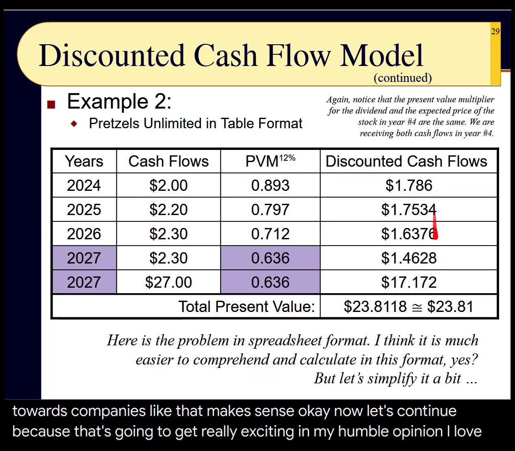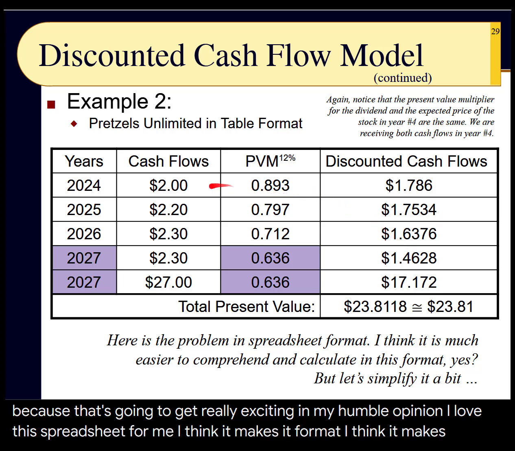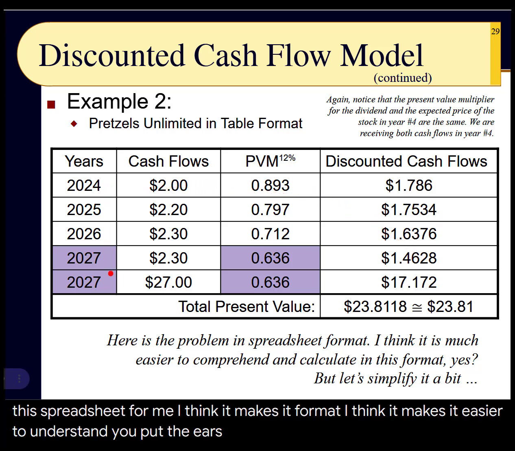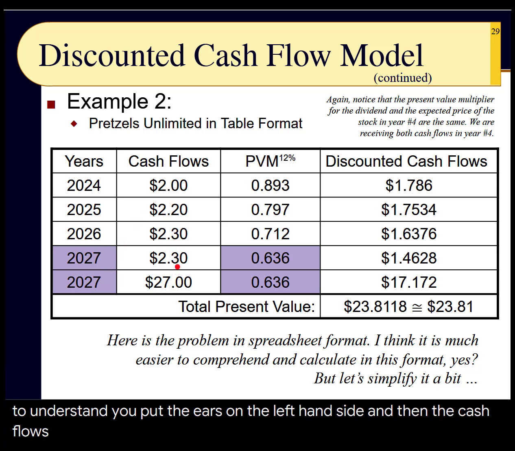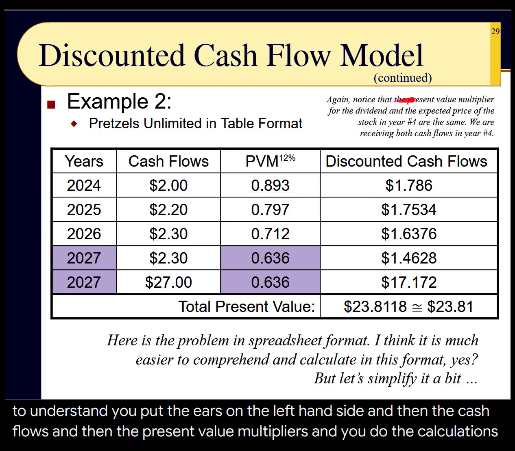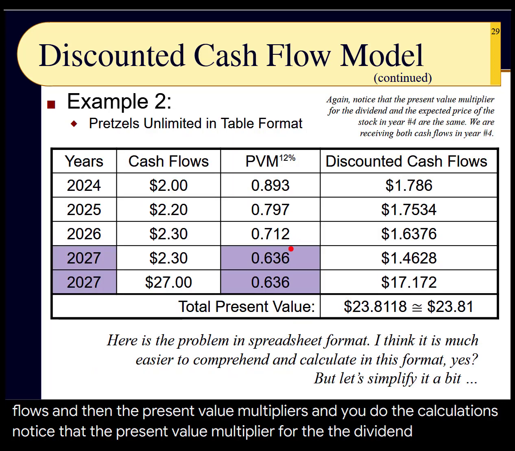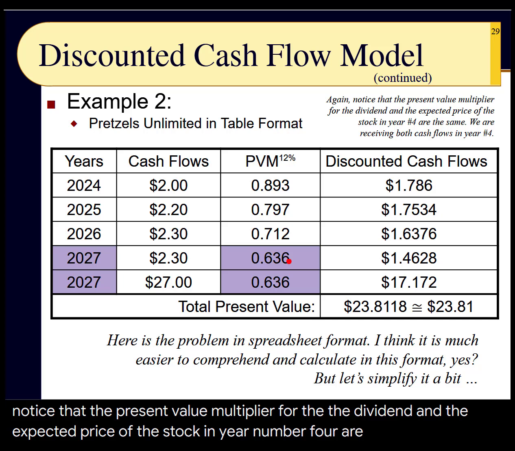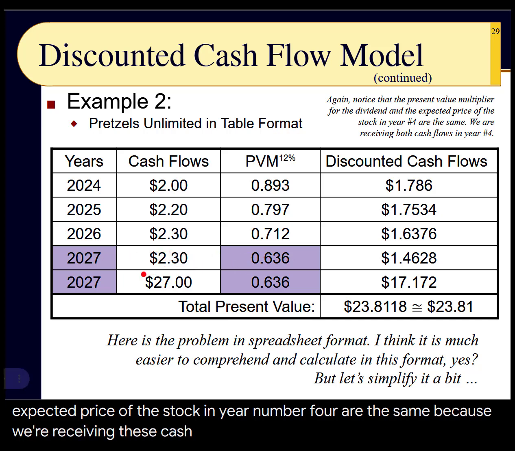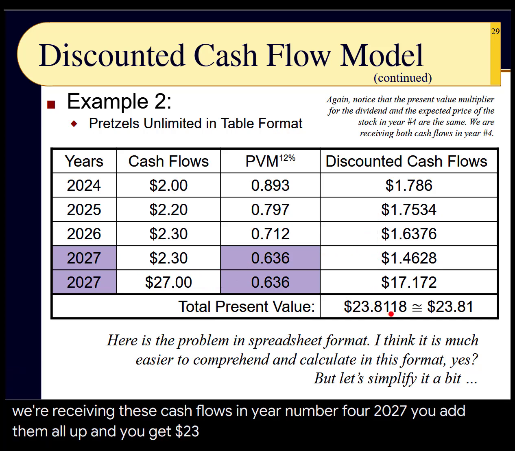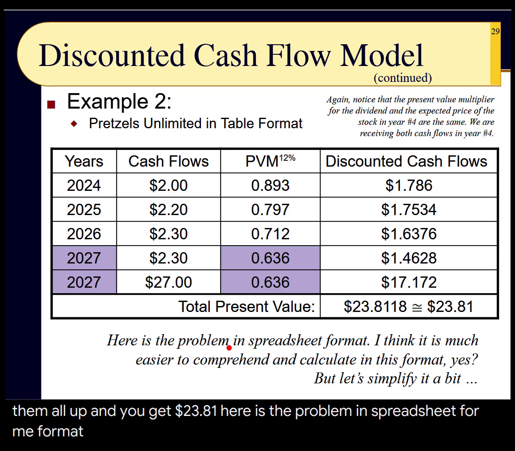I love this spreadsheet format. I think it makes it easier to understand. You put the years on the left-hand side and then the cash flows and then the present value multipliers, and you do the calculations. Notice that the present value multiplier for the dividend and the expected price of the stock in year number 4 are the same because we're receiving these cash flows in year number 4, 2027. You add them all up and you get $23.81. Here is the problem in spreadsheet format. I think it is much easier to comprehend and calculate in this format.